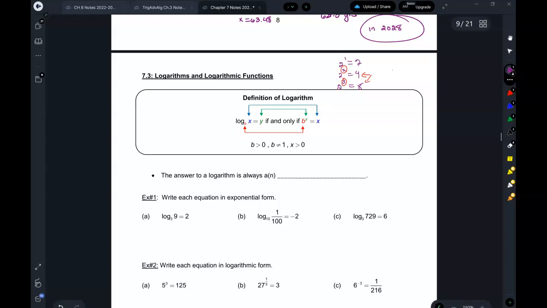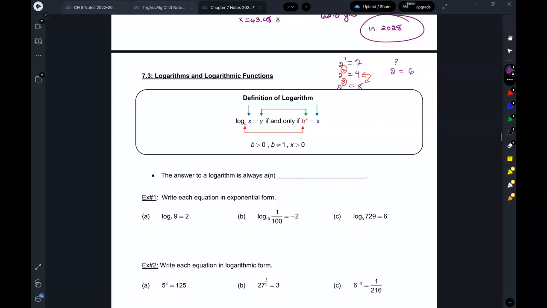So what if I wanted to know what should be the exponent of 2 that would give me a 6, right? Well, the answer to that question is a logarithm. So another way I can ask that is, what is the logarithm of this situation?